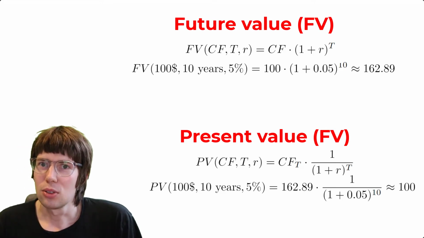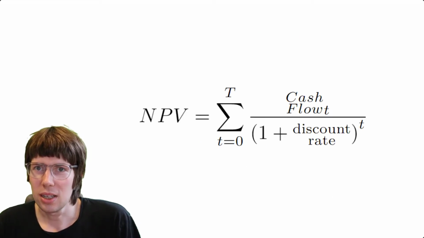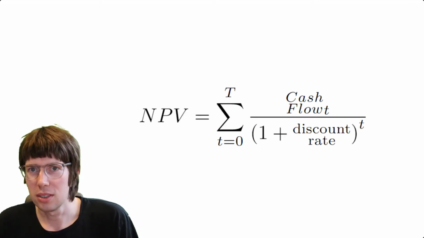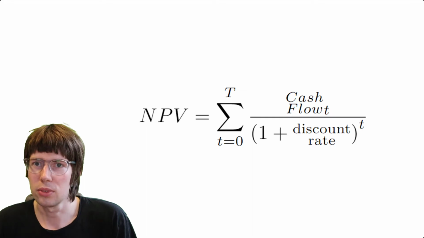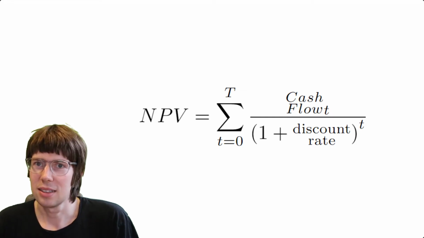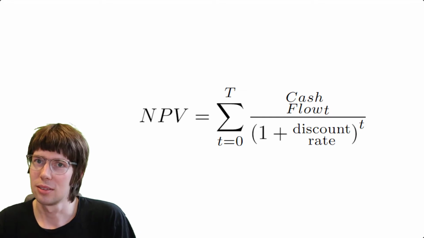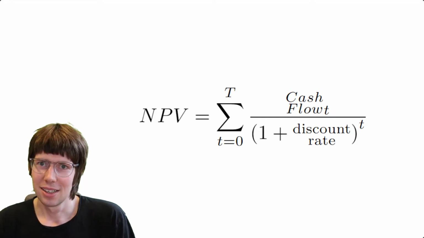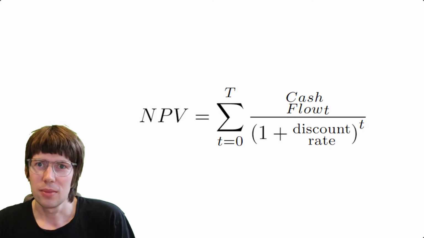So what we're going to do with the net present value equation is to replace the cash flow of a time period t with the cash flow of time period t divided by 1 plus r to the power of t. And that is the equation for net present value. Very nice. So I think we need to explain more what's going on there.